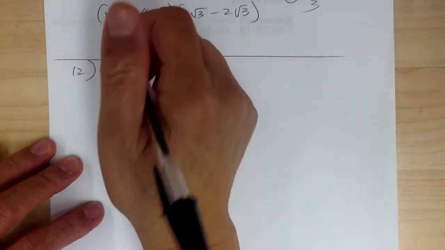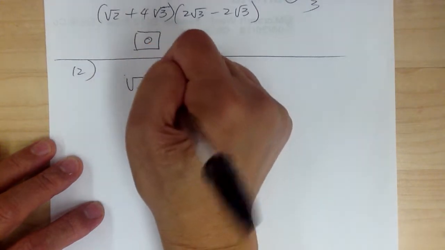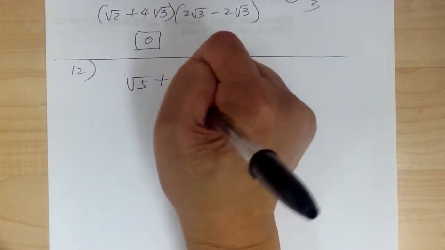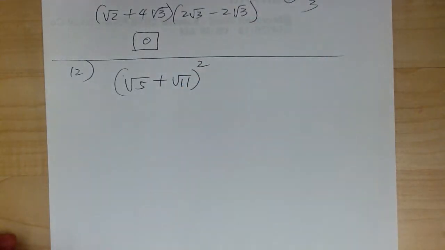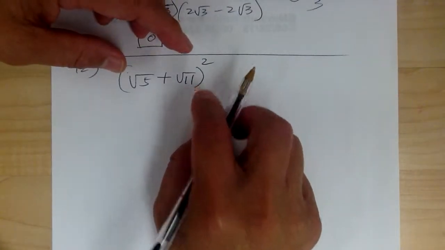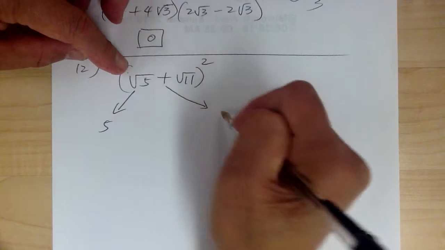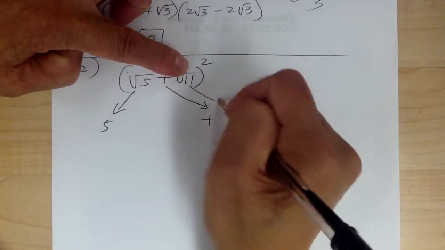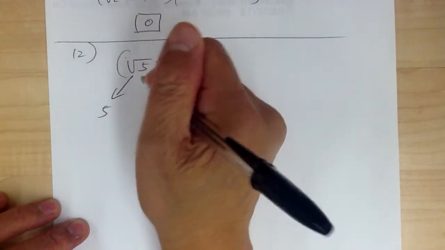Okay, number 12. You have square root of 5 plus square root of 11 squared. So this is a special product, right? So this is the perfect squares. So when you do that, you have to square this, give you 5. You square that, you get plus. Square that, you get 11, right? Remember that? And then you have to multiply everything to get the middle, right?